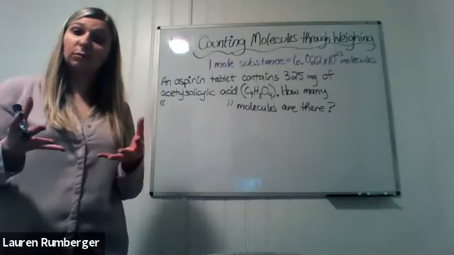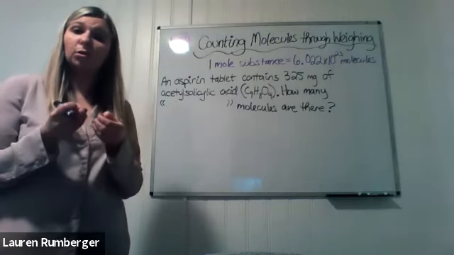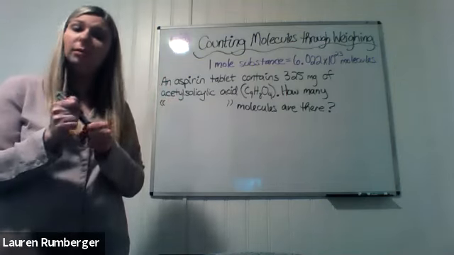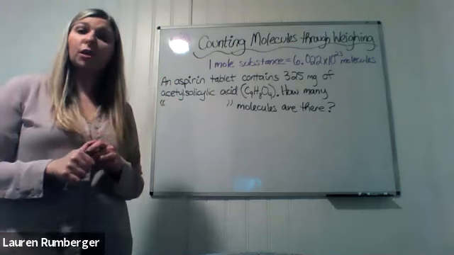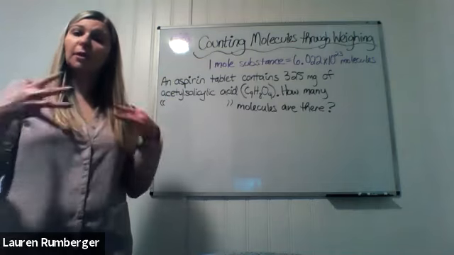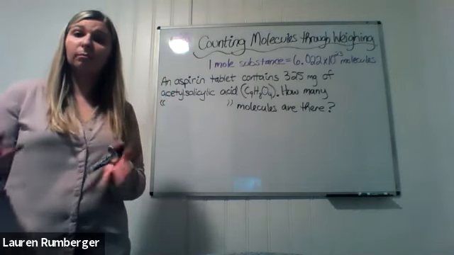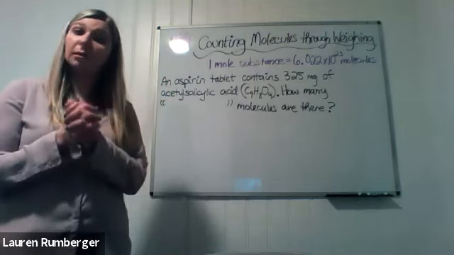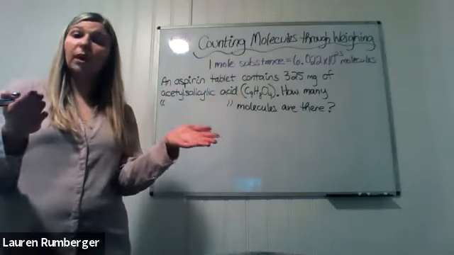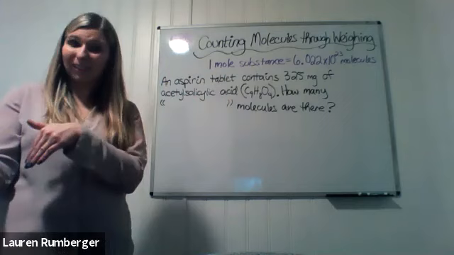In this case, we're counting very, very small objects that are not tangible. So we are using the mole in order to count molecules and atoms. We are going to use mass in order to determine the number of molecules in a particular amount of a substance. By using molar mass, that allows us to convert the mass into moles. And then by using Avogadro's number, we can convert the moles into molecules.